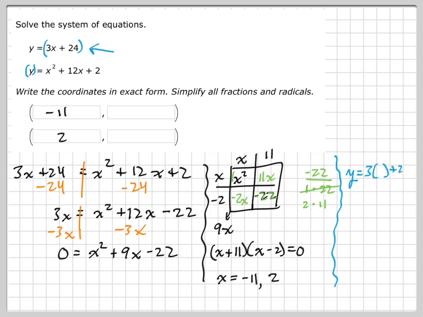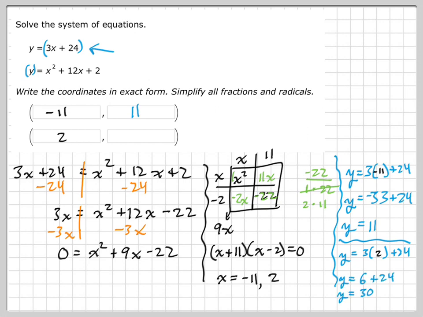Now I have to find my y values. And so I'm going to take the easier looking function, which is the linear, not the quadratic. The quadratic has more work. I'm going to take the easier looking one and I'm going to plug in my x values. So first the negative 11. After I plug that in and simplify, I get positive 11. I do it again for the other x. I plug in the 2. And when I simplify that one, I get 30.